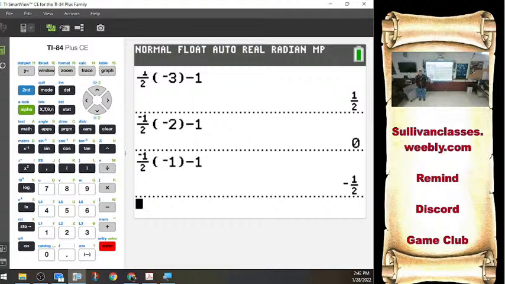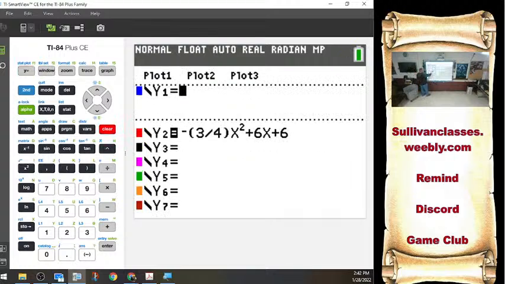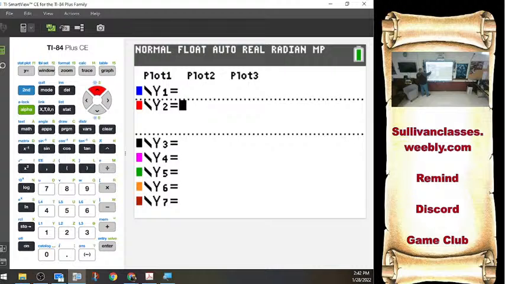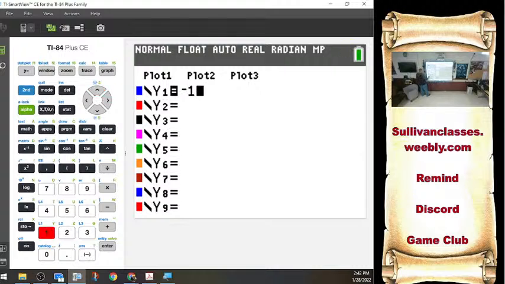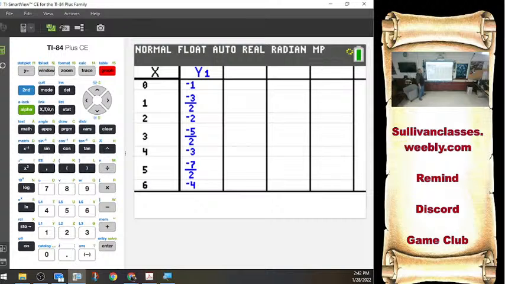If you're on one of the fancier ones, then I can say negative 1/2 x minus 1 as an equation and just go to my table. And it'll do the table for me. In fact, once kids come up to Algebra 2, I tell them never make a table again.